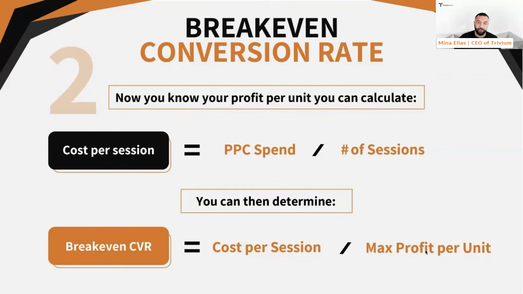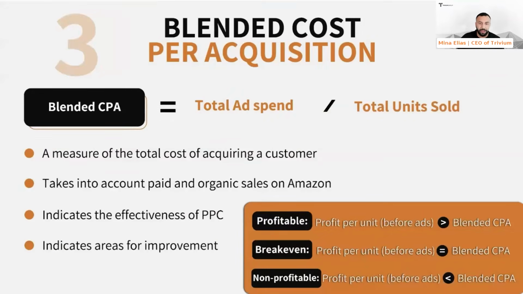My break-even conversion rate is 10%, which means if I have a 10% unit session percentage, I'm not going to make money. If I have 15%, I'm going to be profitable. If I have 7%, I'm going to lose money. Easy numbers to calculate. You can pull this all from your data on Amazon. Pretty simple. The final one I want to touch on is your blended cost per acquisition.